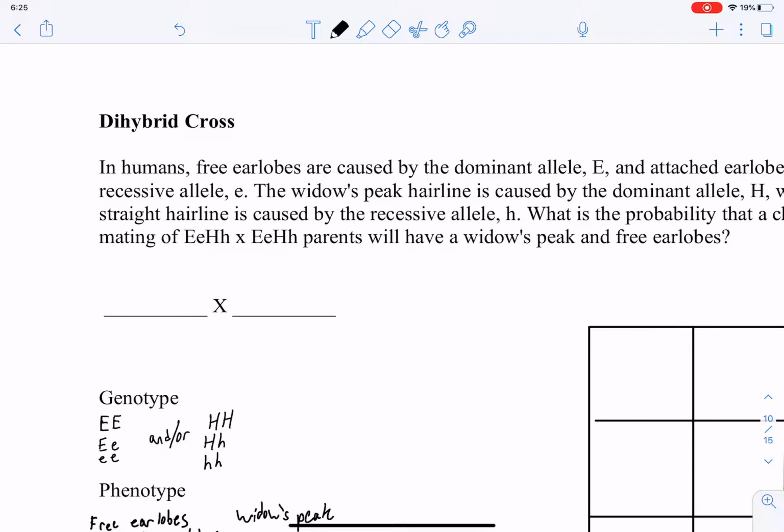All right, hi guys. This is our most daunting of our Punnett square problems. These are our dihybrid crosses. So I'm going to walk through how we do this. We'll see a word problem here, and then you want to make sure you're able to fill this in on your own if you ever need to.